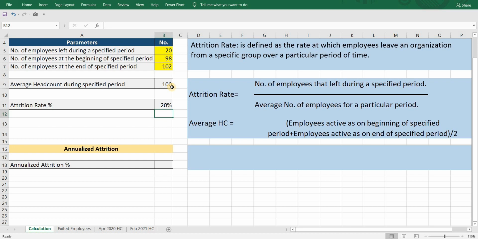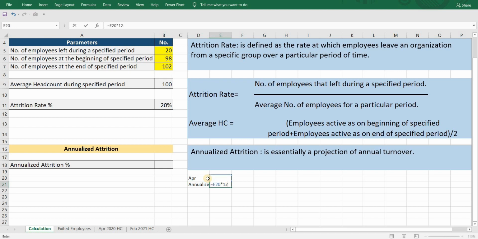What if we want to calculate annualized attrition? Let us first understand what annualized attrition is. Annualized attrition is essentially a projection of annual turnover. So, if in the month of April my attrition percentage was 2%, then annualized attrition from April last year till March this year would be 2 into 12, because 2 is the attrition percentage for the first month. To calculate it for 12 months, we will have to multiply it by 12. That is, if I lost 2% of employees in the first month, continuing at the same pace for the rest of the year, attrition percentage would be 24%.